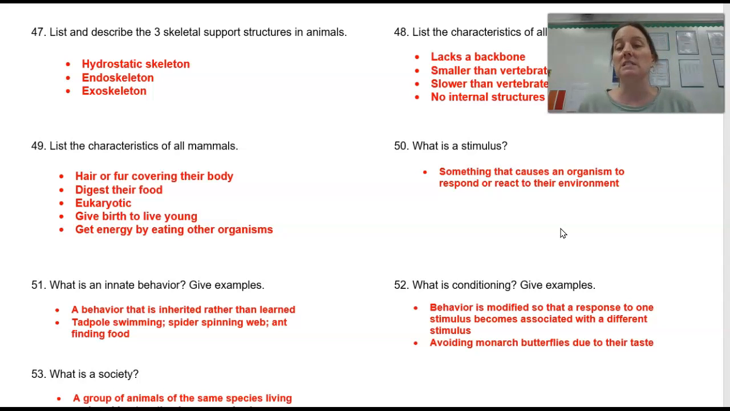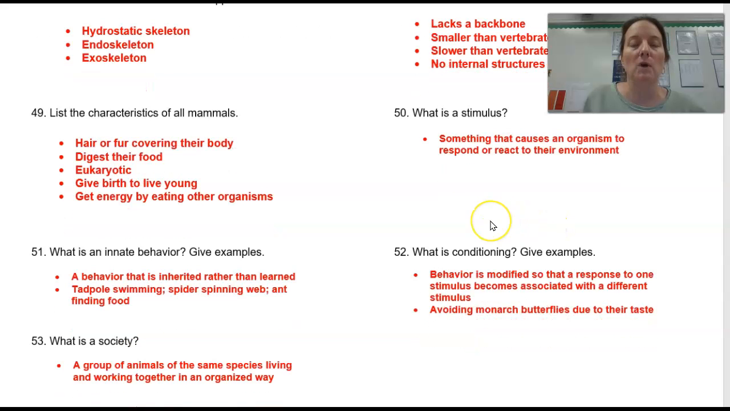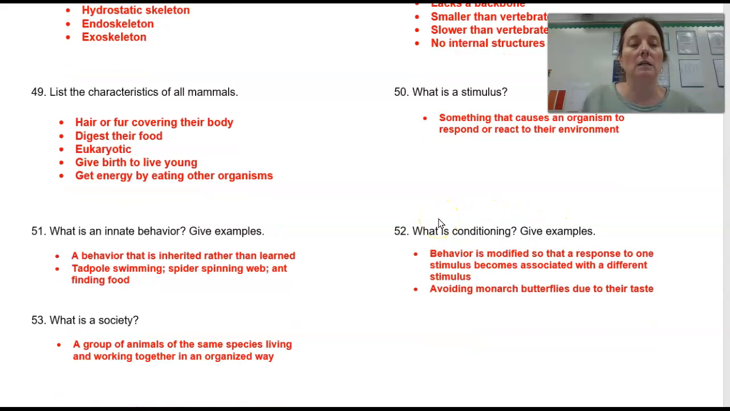What is a stimulus? It's something that causes an organism to respond or react to its environment. Innate behavior. Remember, innate behavior, 51 is what I'm on. Innate behavior is behavior that's inherited rather than learned. You're born with it. It's an instinct or a reflex. You're born knowing how to blink. Nobody taught you how to blink. Nobody taught you how to breathe. That's an innate behavior.